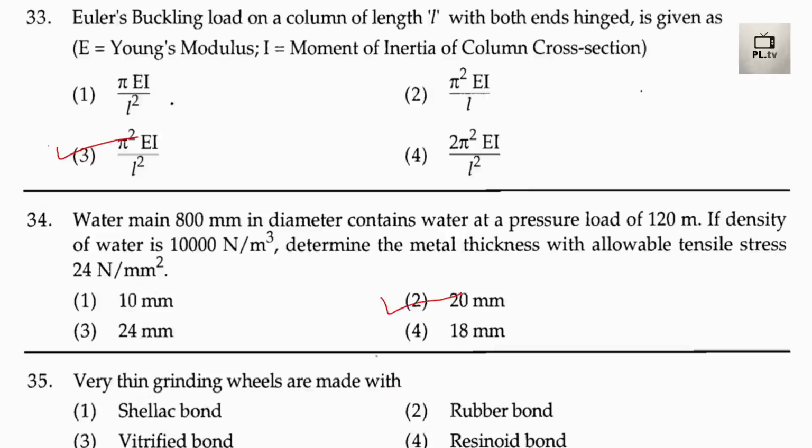So next question is, very thin grinding wheels are made with a rubber bond. So the correct answer is rubber bond.